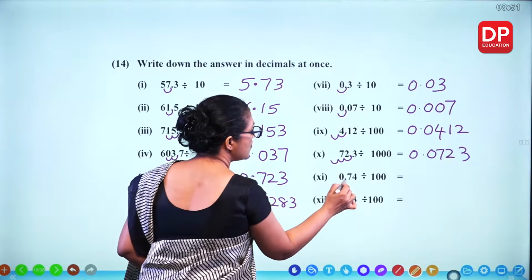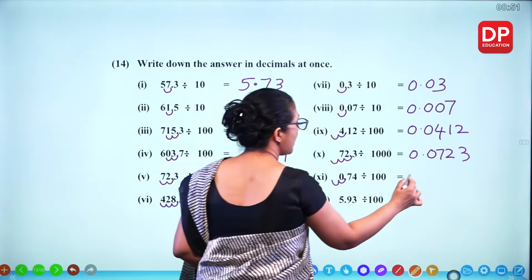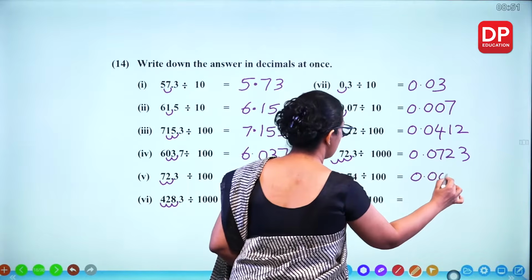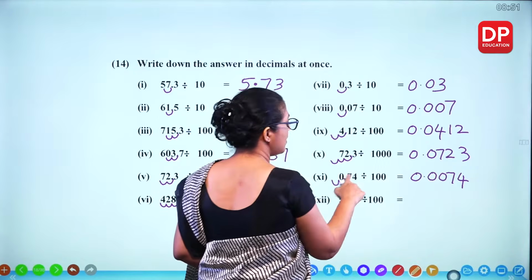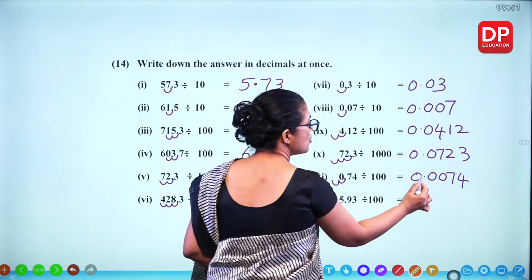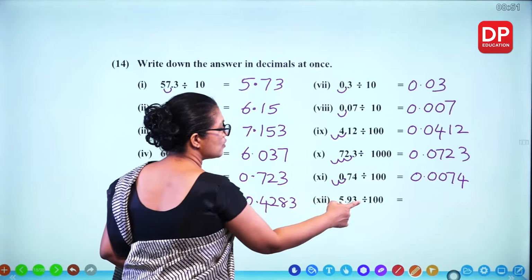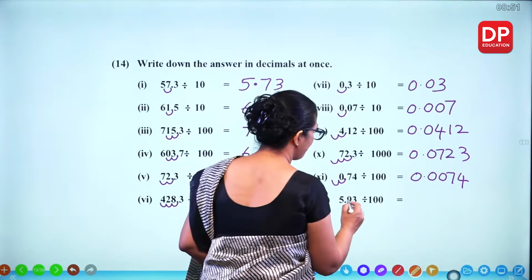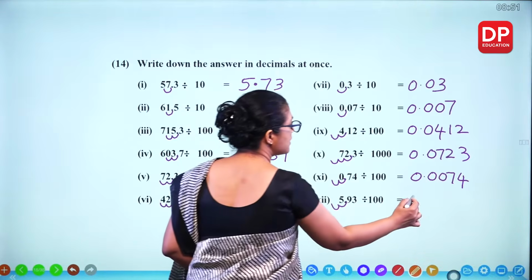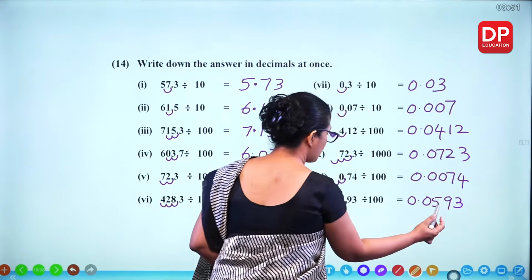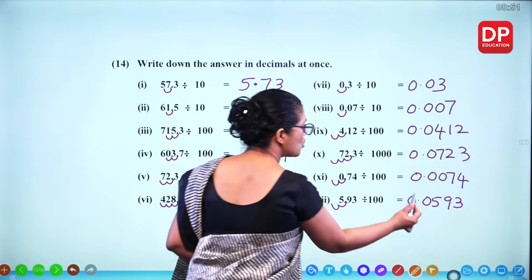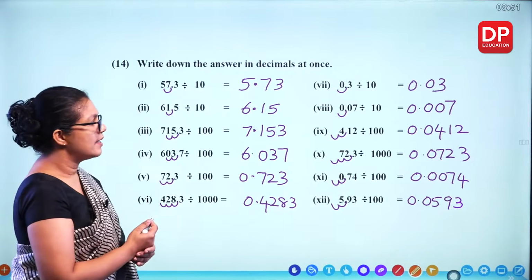Divide by 100 moves 2 places to the left. 0.074. 1, 2. Here 1, here 1, 2. 2 places to the left again. 1, 2. 0.0593. Again check. From here 1, 2. 2 places to the left.